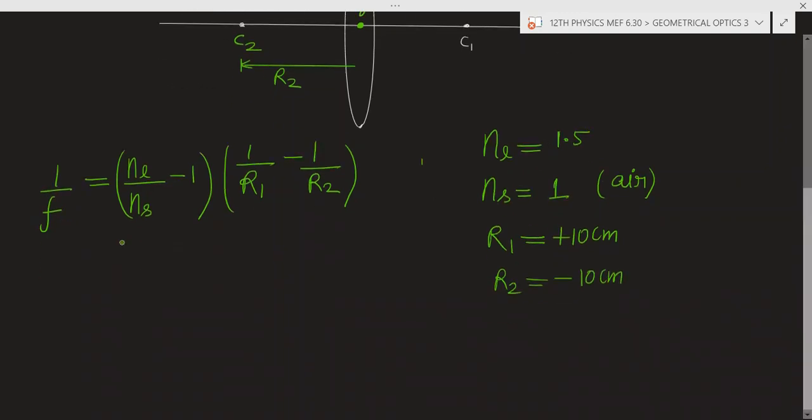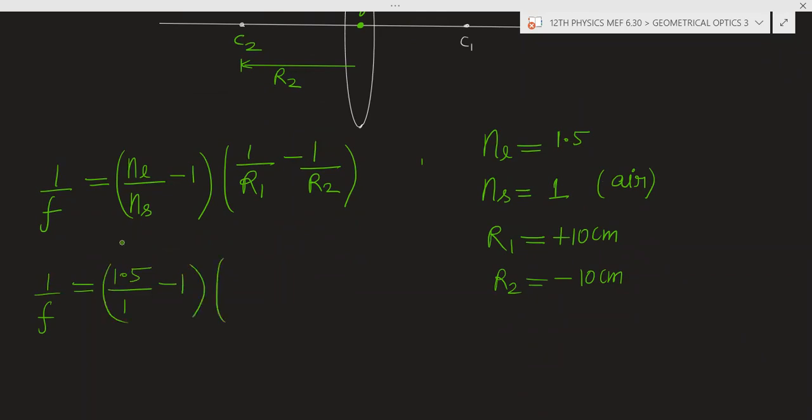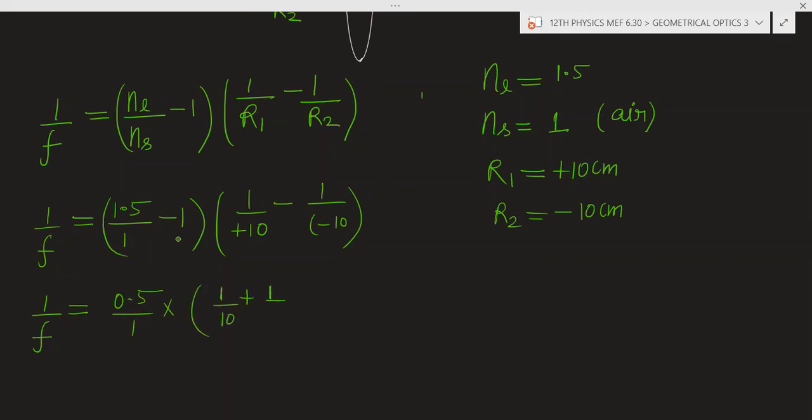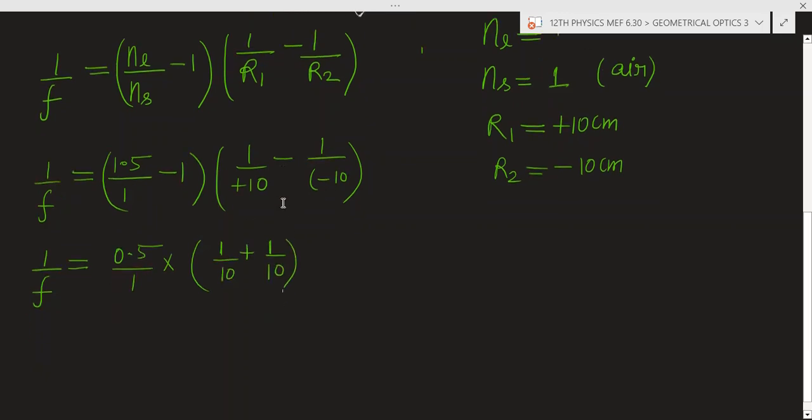Now put all the values in this formula. You will get the answer very easily. 1 upon F is equal to NL is 1.5, NS is 1, minus 1, multiplied by 1 upon R1, means 1 upon plus 10, minus 1 upon R2. 1 upon R2 is minus 10. Okay. So 1 upon F is equal to, you can take the LCM. You will get 1.5 minus 1, which means 0.5, divided by 1, multiplied by 1 by 10 plus 1 by 10, because here it is minus and minus, making plus.